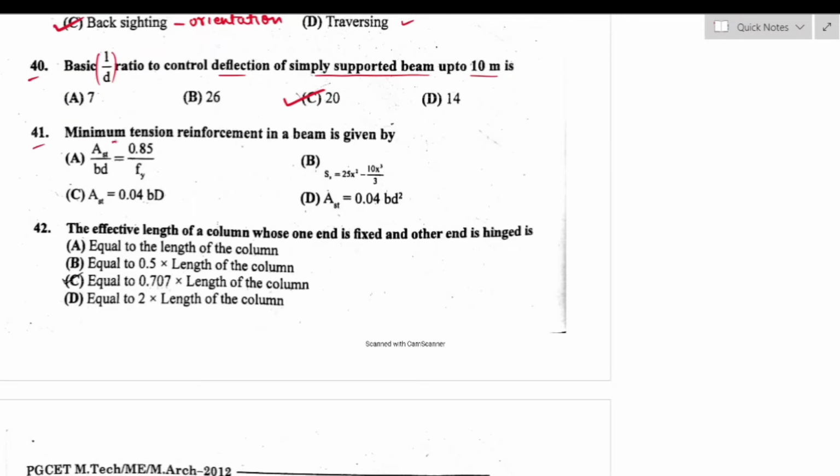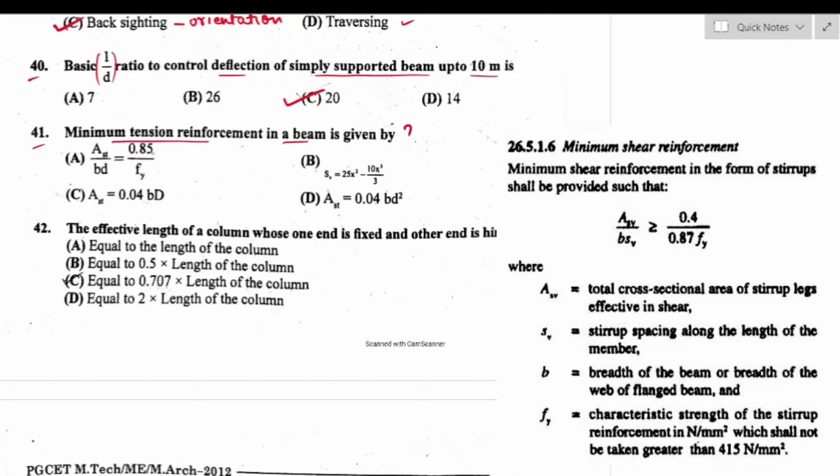Question number 41. Minimum tension reinforcement in a beam is given by. As stipulated in the clause 26.5.1.1 A and B, the minimum amount of tensile reinforcement shall be at least As/bd = 0.85/fy. Option A is the right answer.